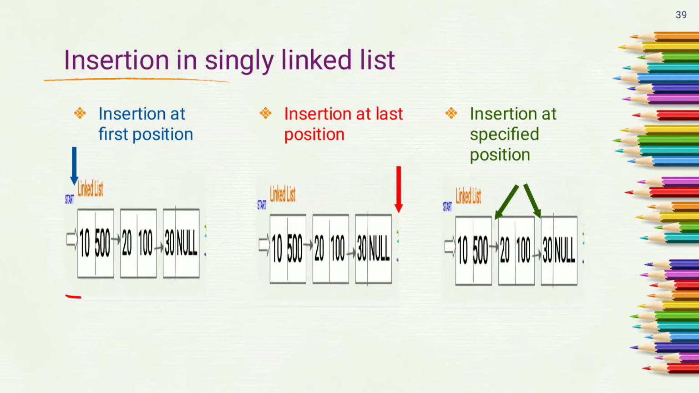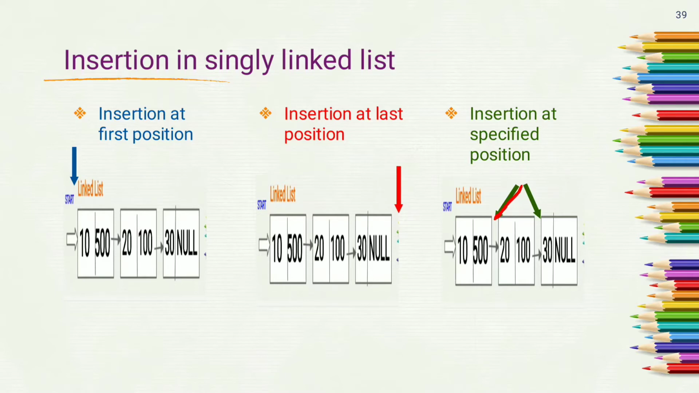If I have a linked list of 3 nodes, then if I want to insert a node at this location before 10, then we have to perform insertion at first position, and insertion at last position means we have to insert a node after 30. And we can also insert a node in between the nodes, like I can insert a node in between 10 and 20, and I can also insert a node in between 20 and 30. So there are 3 possible insertions in singly linked list.